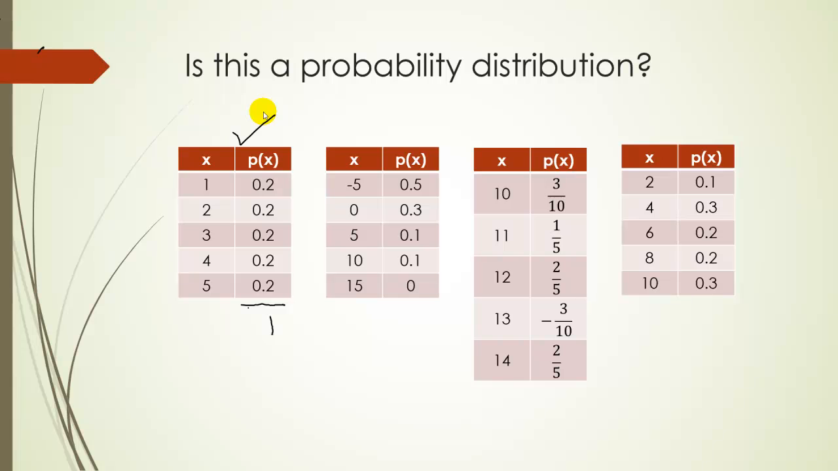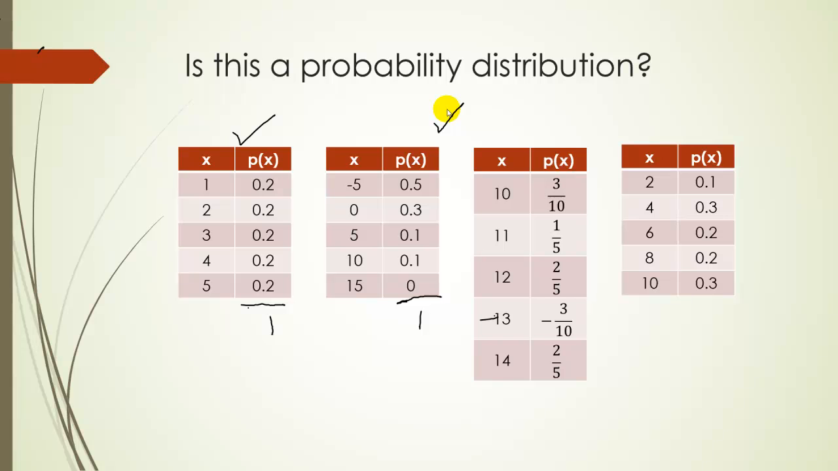What about the next one? The next one has a negative x in there, and that's okay. X's can be negative or positive or whatever. All these probabilities are between 0 and 1. There is one that's 0, but that's again okay. You're allowed to have probabilities that are 0. If we were to add up all these probabilities, they would add up to 1. So this one as well is a discrete probability distribution.